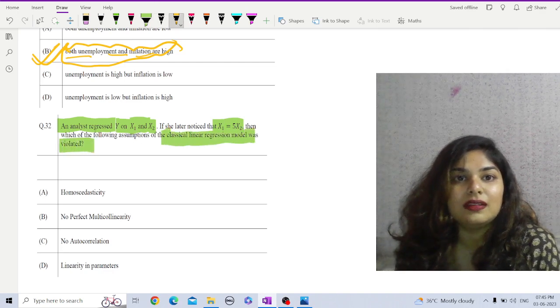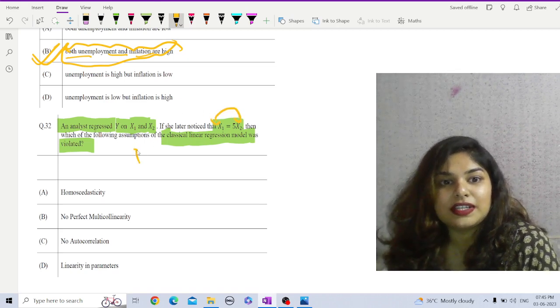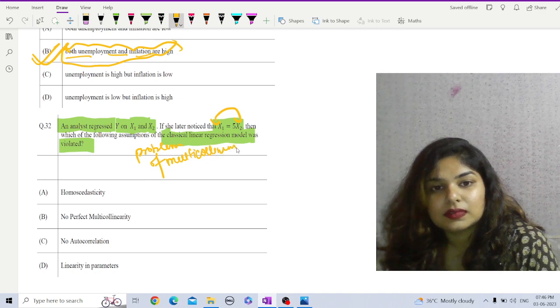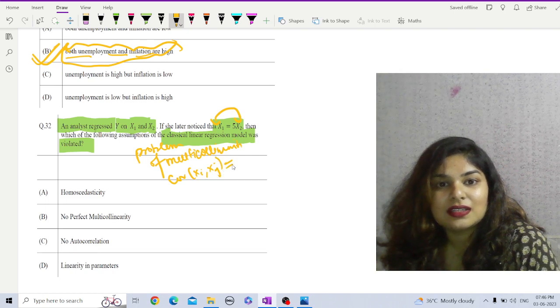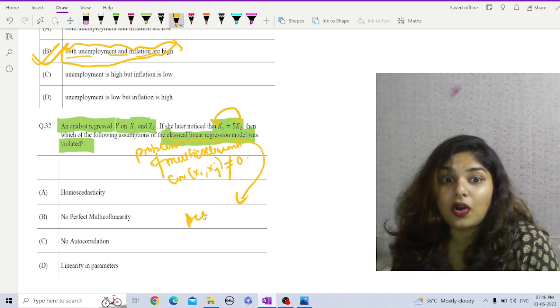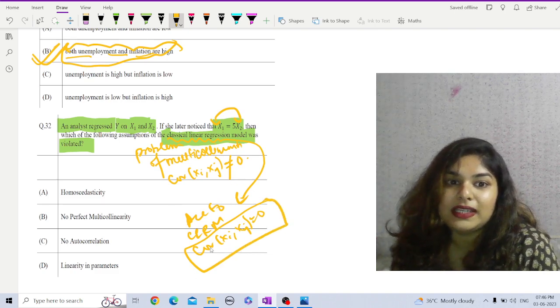So first of all, when two independent variables are related in a model, there is a problem of multicollinearity, right? That is, cov of xi comma xj is not equal to zero. According to the classical linear regression model, according to CLRM, cov of xi comma xj should be zero. That means this is the condition that is violated, that is multicollinearity.